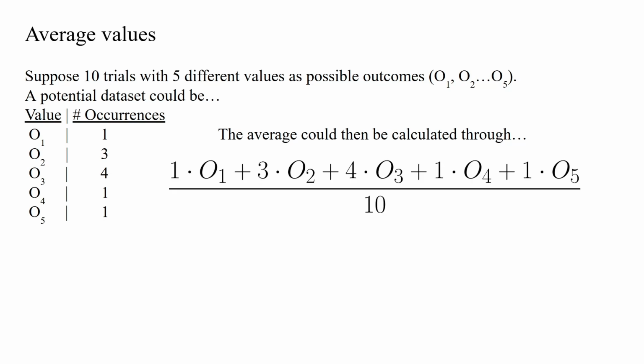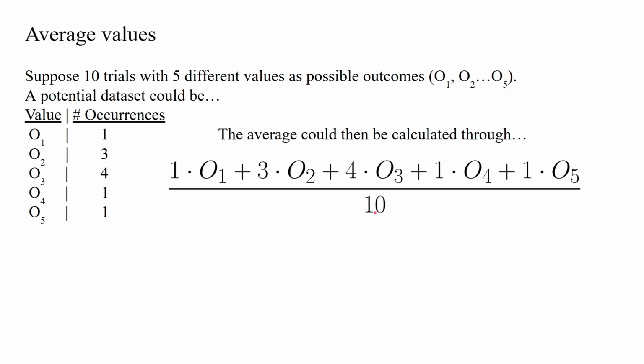You're going to add up the amount of times O1 happened times O1, plus the amount of times O2 happened times O2, plus the amount of times O3 happened times O3, all the way down to O5. And then you're going to put that all over the number of trials that you had, right? That's your typical average formula.